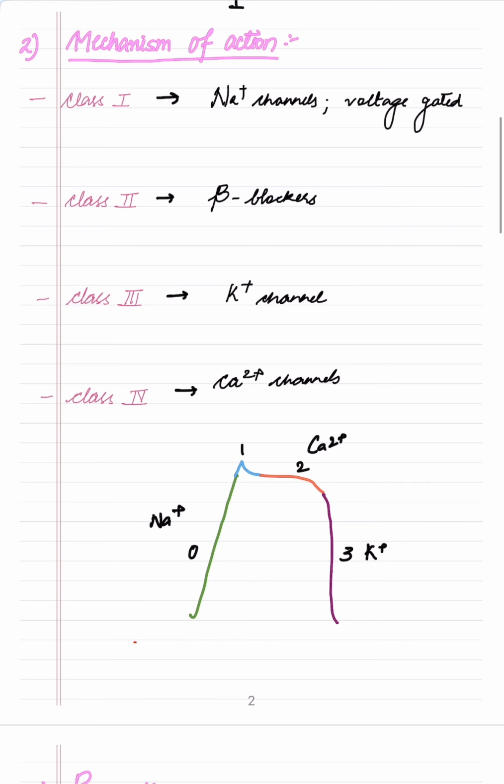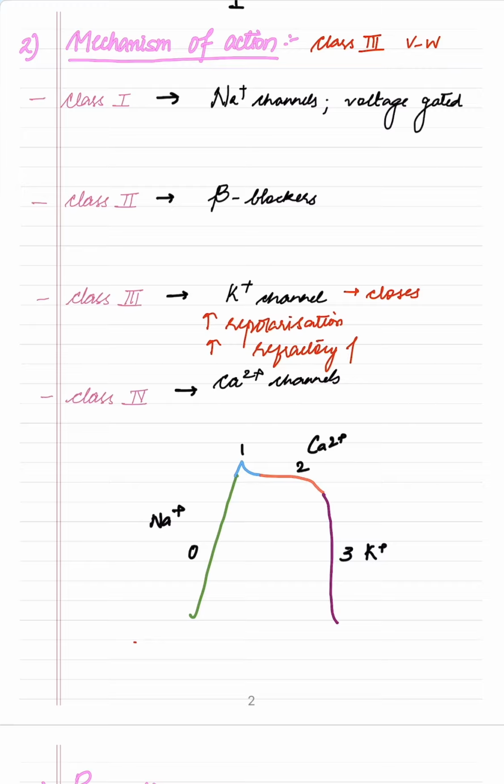Now, coming to the mechanism of action, it is classified as a class 3 antiarrhythmic agent under the Vaughan Williams antiarrhythmic agent classification. That is, it acts on the potassium channels, it closes them, it increases the period of repolarization, therefore increasing the refractory period of the cardiac tissue. Here it acts primarily in the repolarization phase.